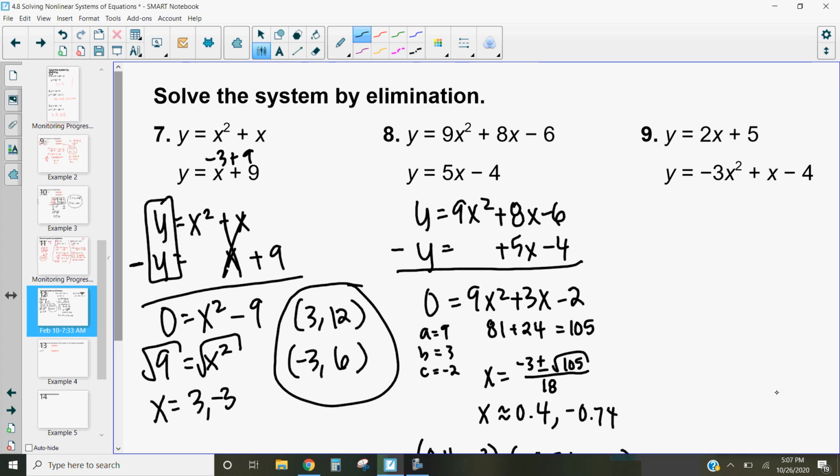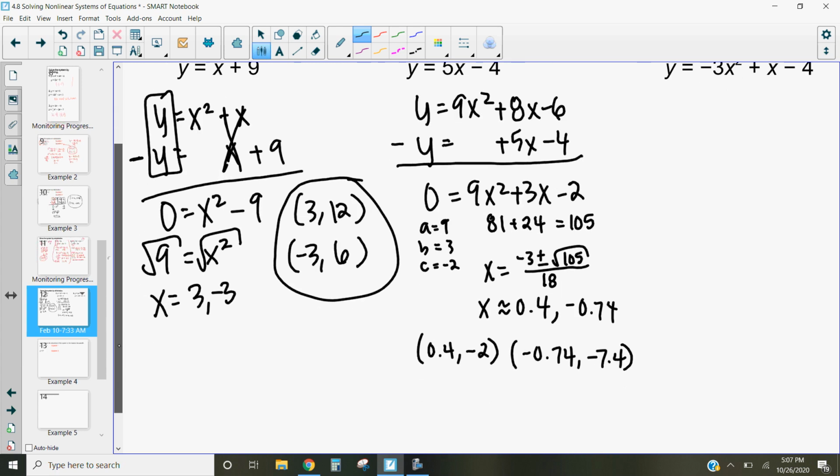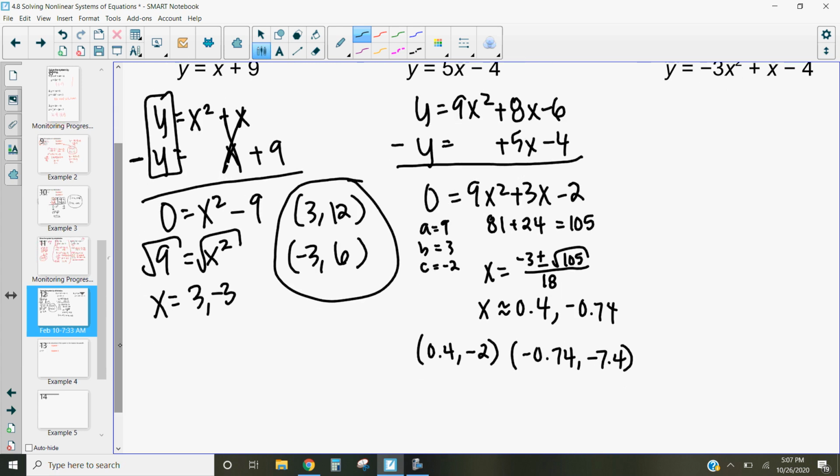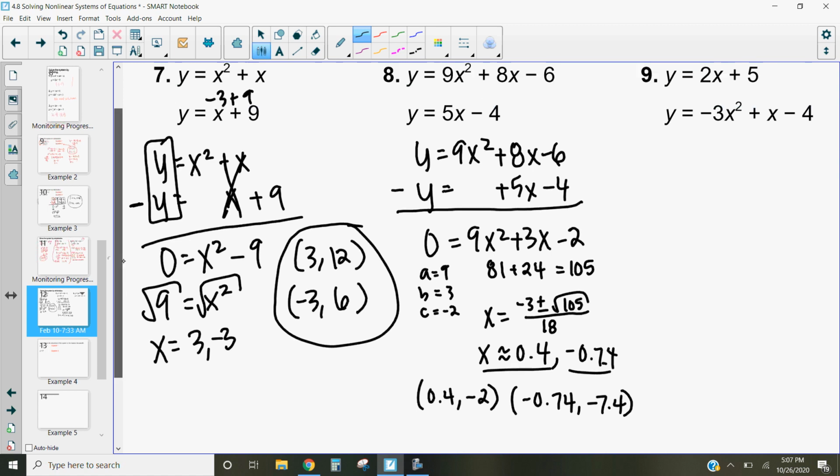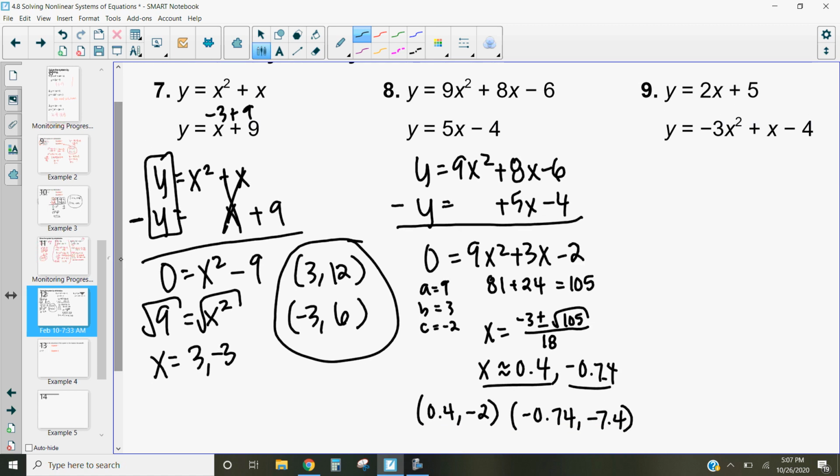Okay, so as we go through this problem and solve using elimination, you can see we eliminated our terms. We ended up getting 0 equals x squared plus 3x minus 2. And then I chose to use the quadratic formula for this one. As I run through the quadratic formula here, I ended up getting x equals about 0.4 and negative 0.74. Then I took those values and plugged them back into this equation here, and I ended up getting 0.4 comma negative 2 and negative 0.74 comma 7.4. So that is how we're going to do it with elimination.